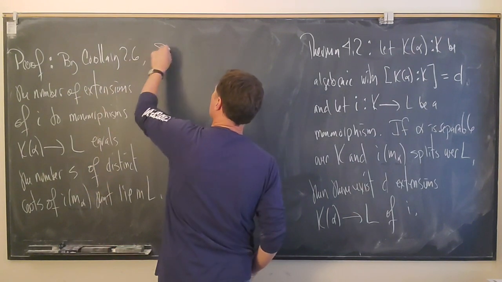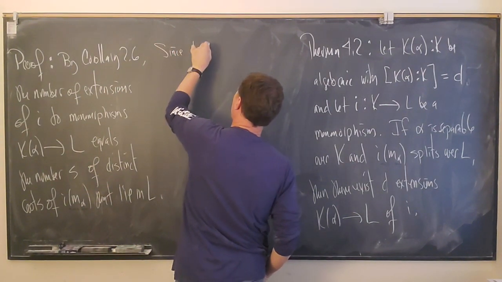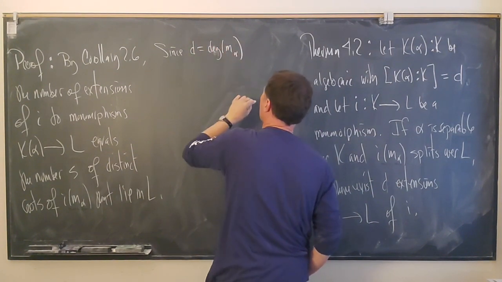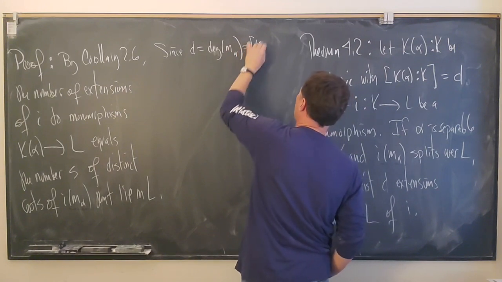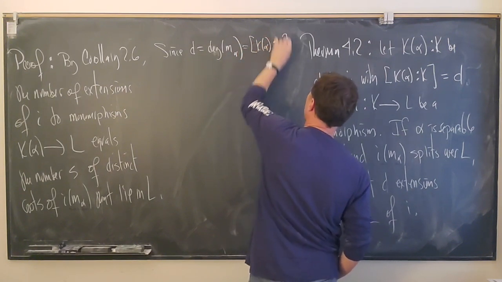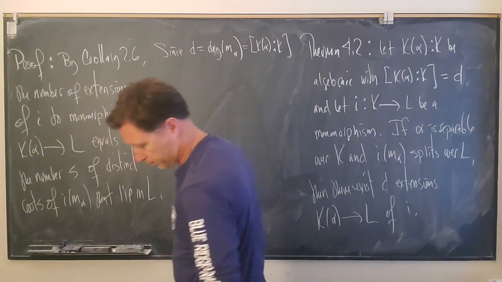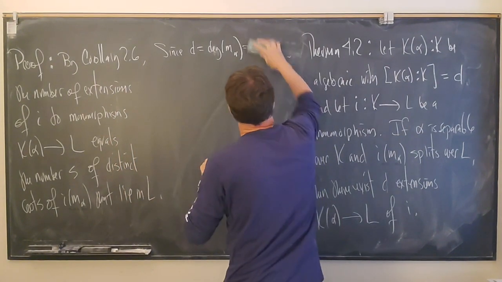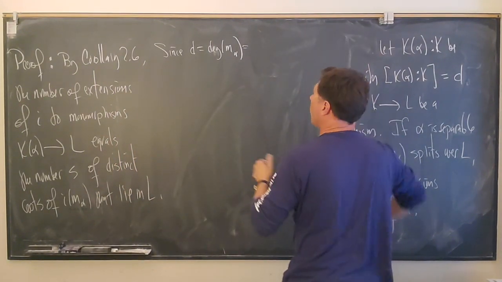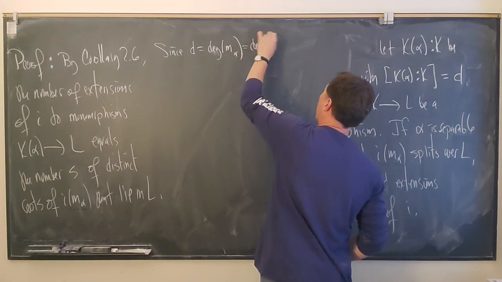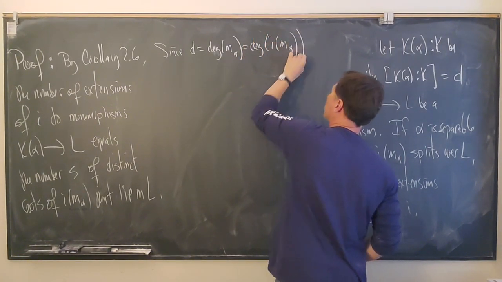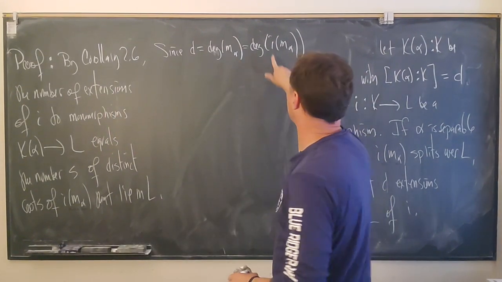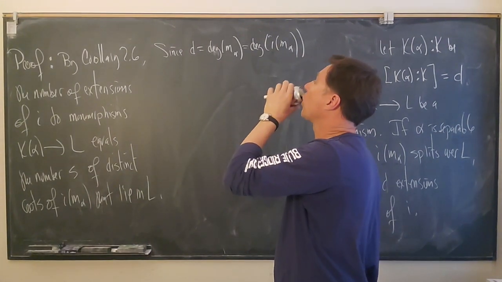So since d, well, okay, that's the degree of the minimal polynomial, which is the degree of k adjoin alpha over k. Sorry, I didn't even want to say that. I want to say that's equal to the degree of I of m of alpha. That's what I need. Right, our monomorphism does not change the degree of the polynomial.